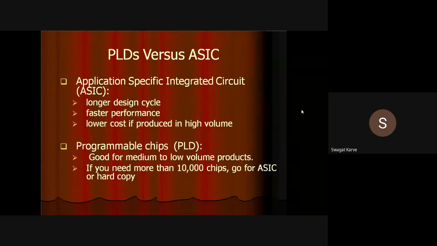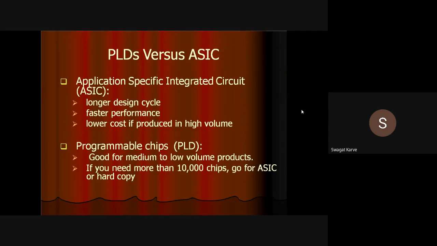Now we will differentiate between PLDs versus ASIC. What are the merits of ASICs, that is application specific integrated circuit? The first is a long design cycle. Obviously, to design an IC or a circuit for a specific application will take time. That means it's a longer design cycle, but the performance is faster.